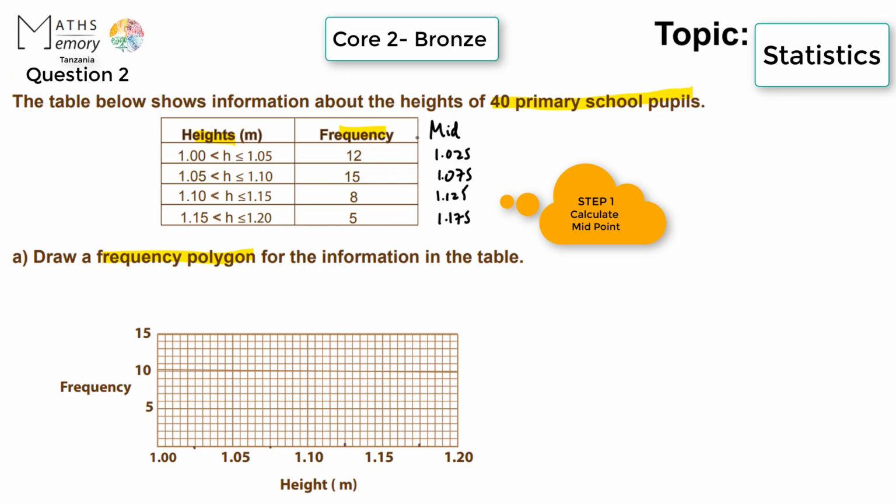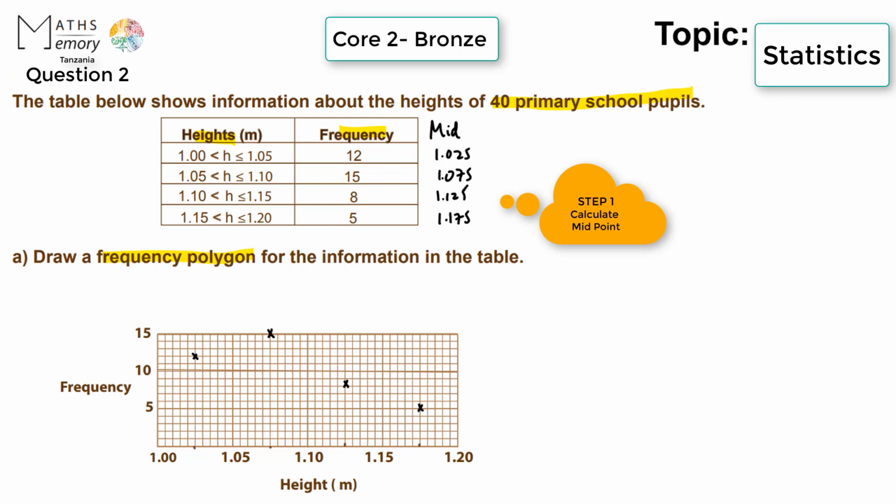So basically we go 1.025 across, or halfway between here, and 12 up. So that would give us a number of around here. We'll do crosses for each one of these four things. Okay, 1.075 across, 15 up, right the way up over here. This one over here, 1.125 across, and then 8 up. And then 1.175 across, and 5 up.